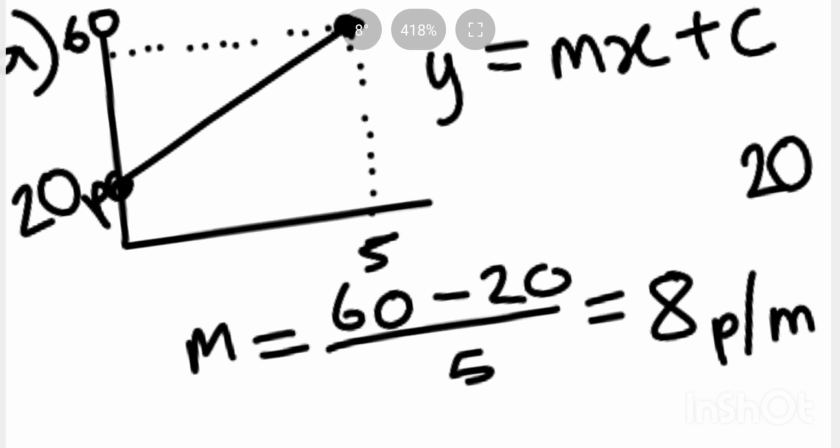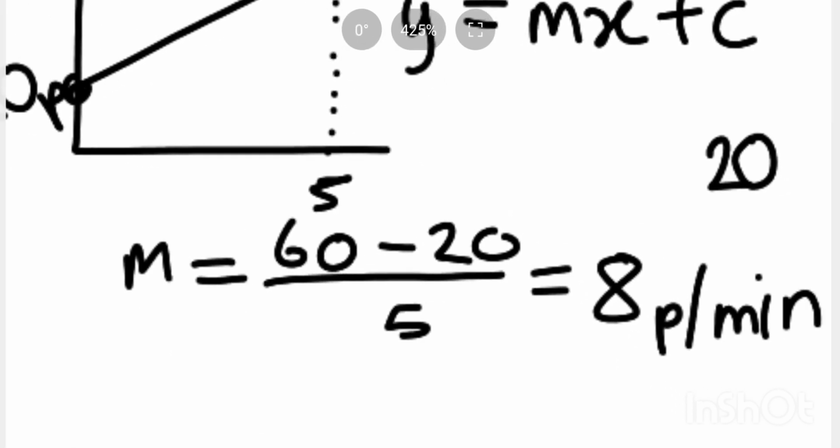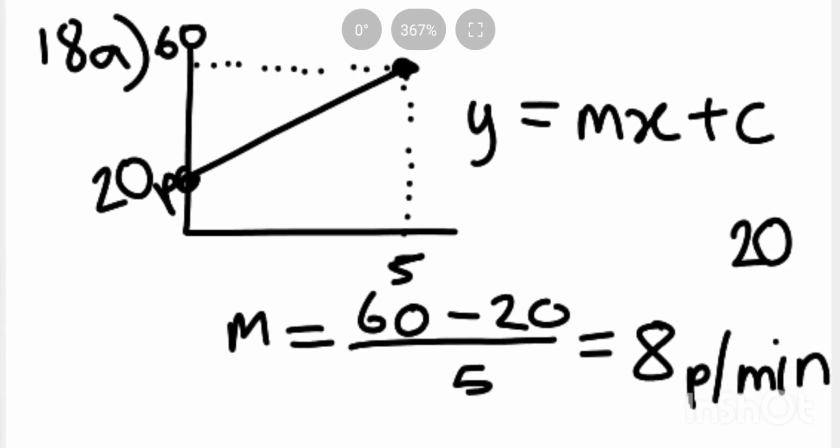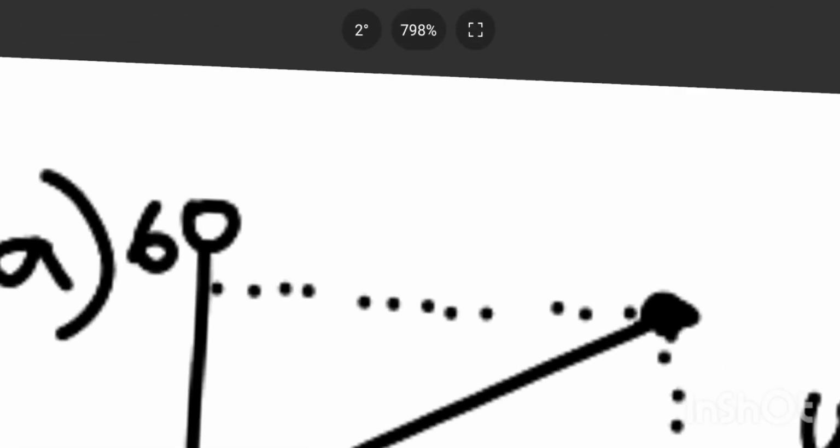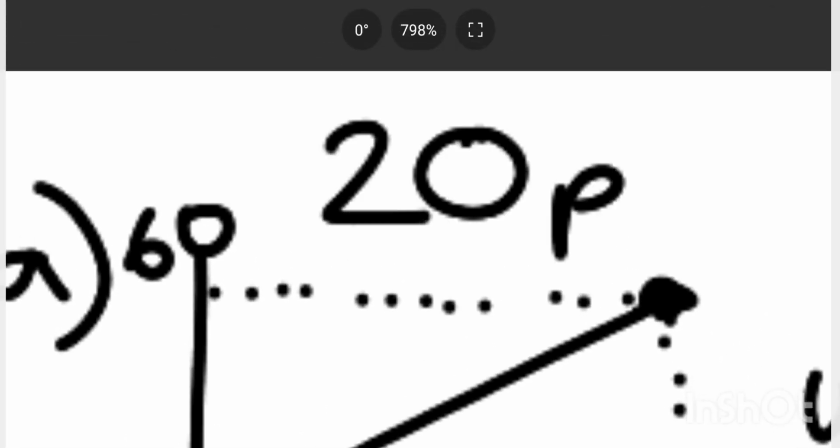So what this m tells you is, for each minute of phone call you do, you'll be charged an extra 8 pence. Because your gradient is your change in y over your change in x, or the change in cost over your change in time. So to answer 18A, what is the fixed charge? That will be 20 pence, because it's your y-intercept. So 18A would be 20 pence.